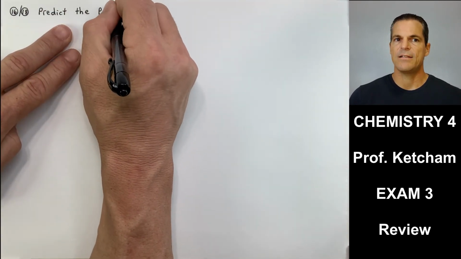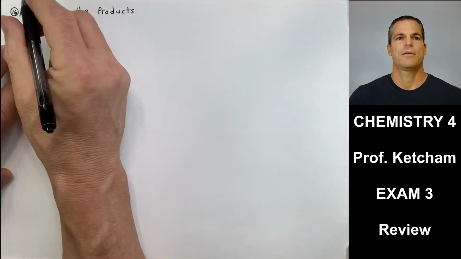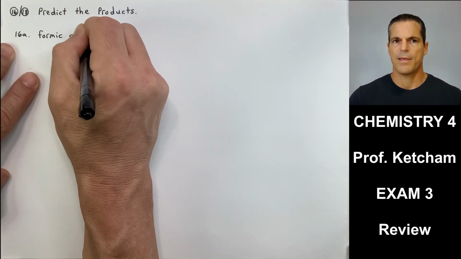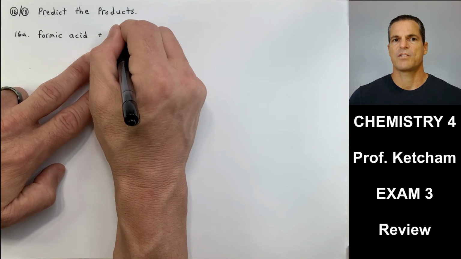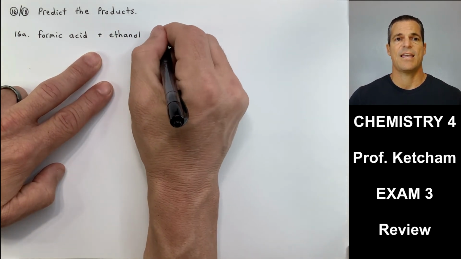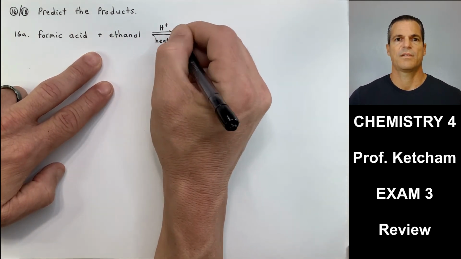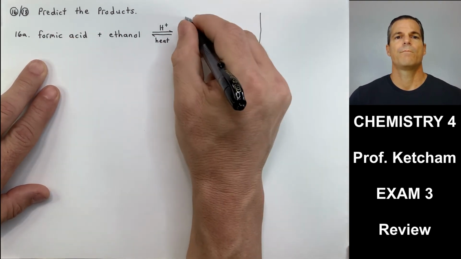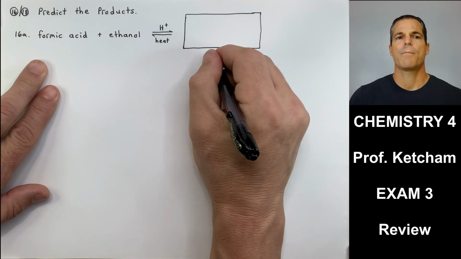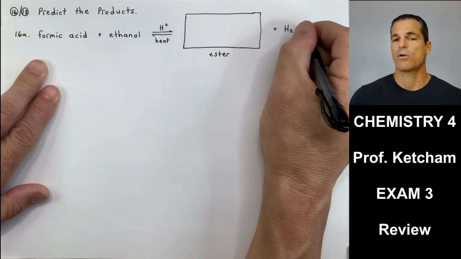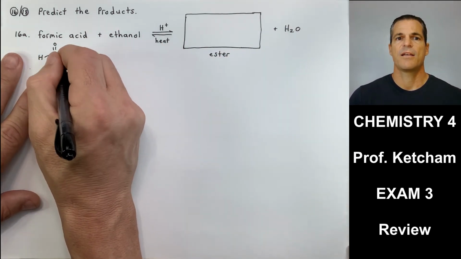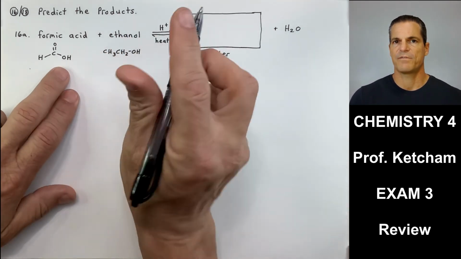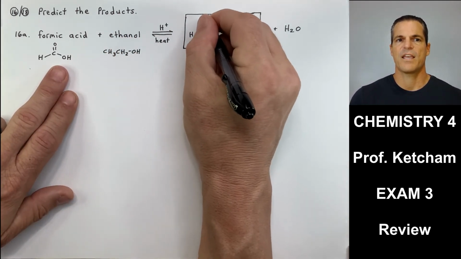Chapter 14, number 16 and 18. Predict the products. So these are going to be reactions. If they ask for me to predict the products, they're going to give me reactions. Unfortunately, in 16a, they're giving me word formulas. So I'm going to have to convert those to structures. So anytime I have a carboxylic acid plus an alcohol, I get an ester. Okay, this is an esterification reaction. One of the two reactions you have to know for esters, esterification reaction.